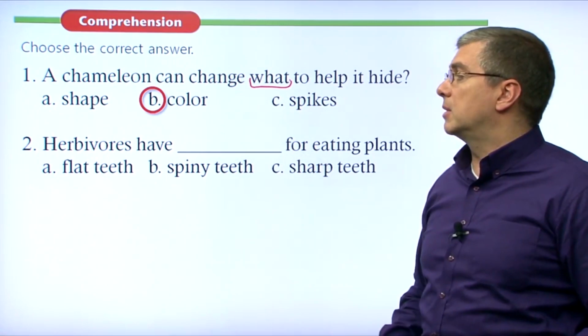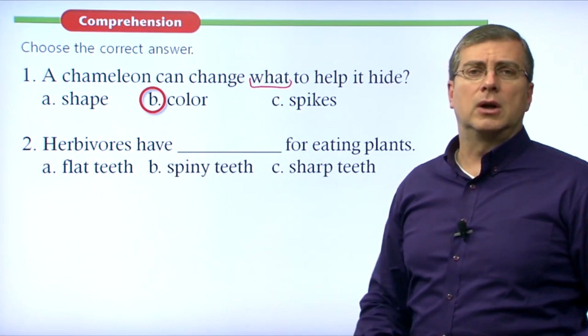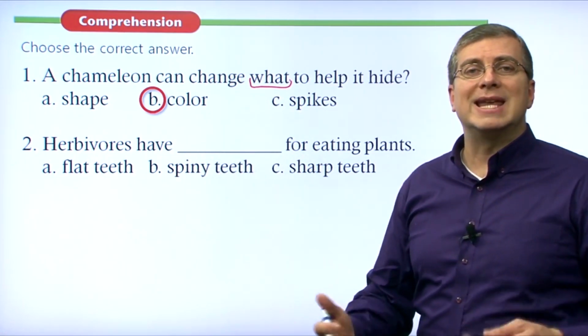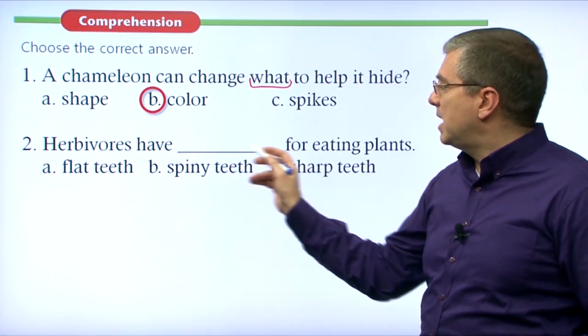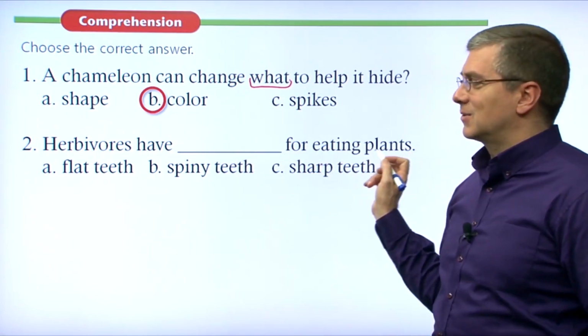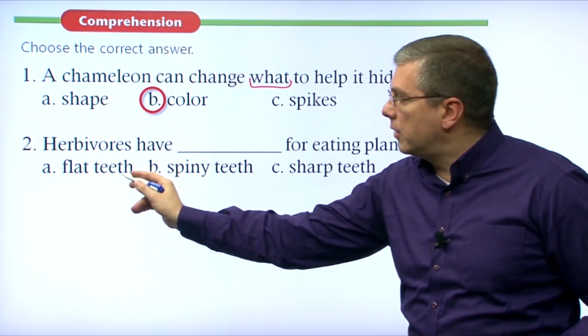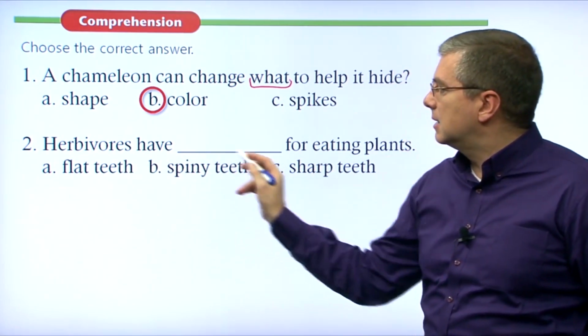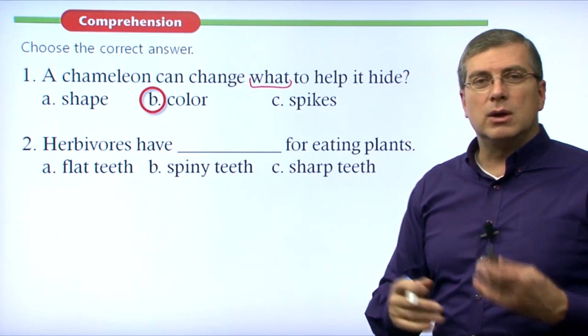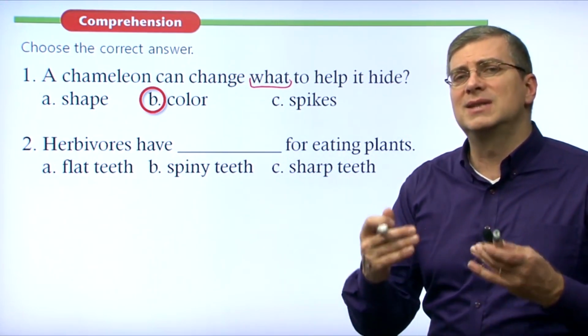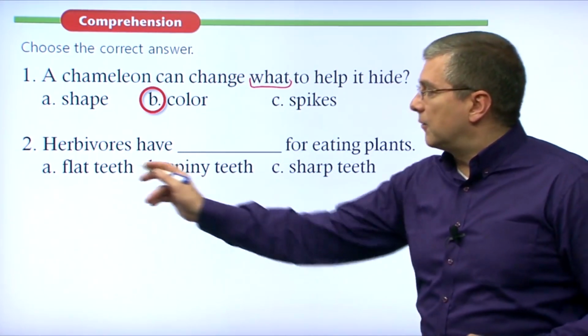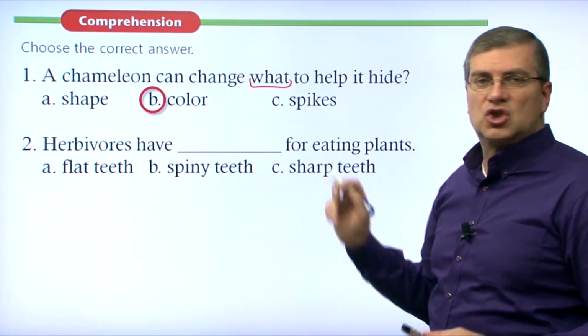Okay, so let's move on to number 2. Herbivores. Herbivores, remember, animals that eat plants. They have what for eating plants, right? Remember, all the answers show teeth. So we're looking for what type of teeth they have. Do they have flat teeth, spiny teeth, or sharp teeth?